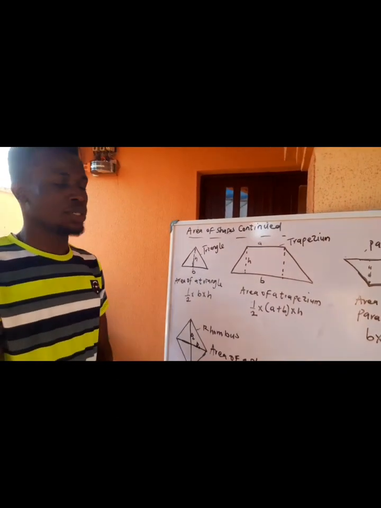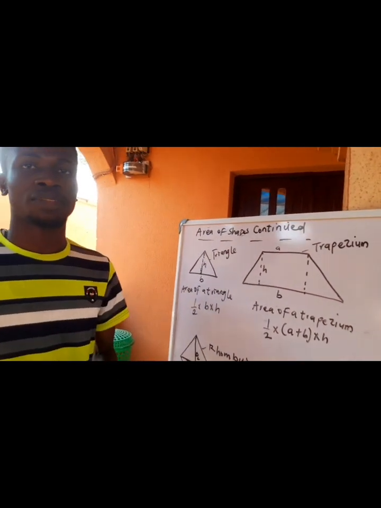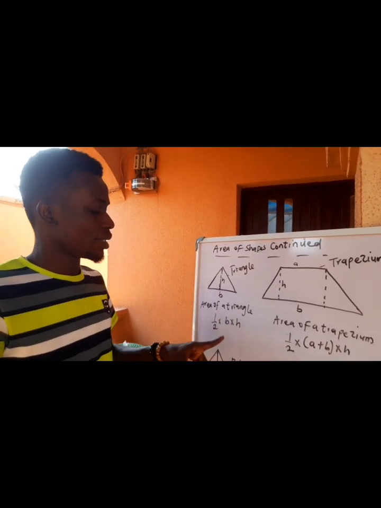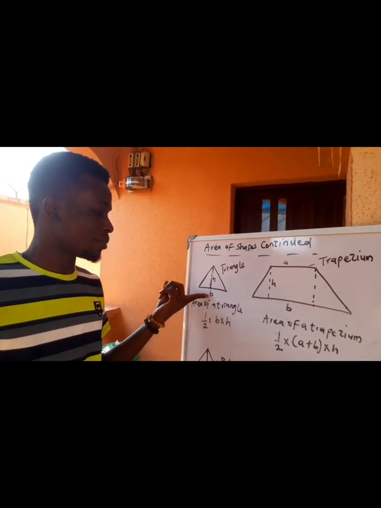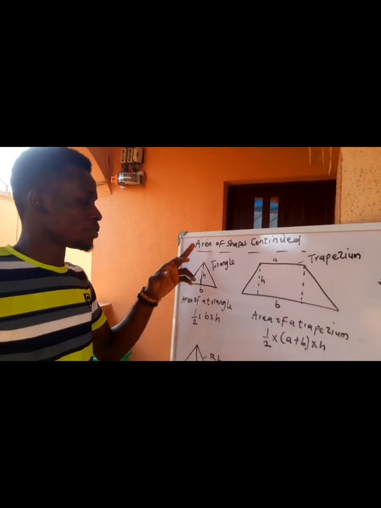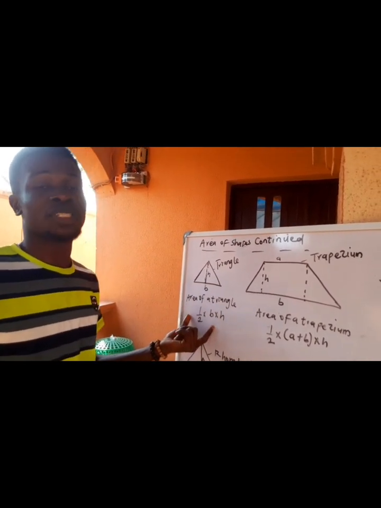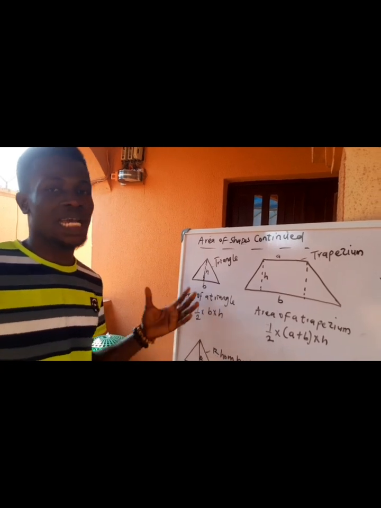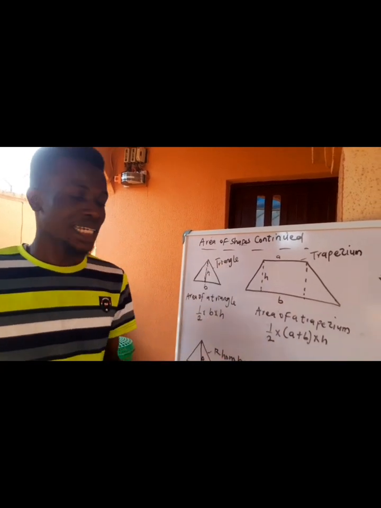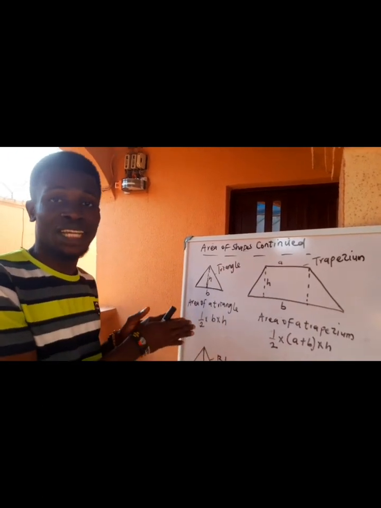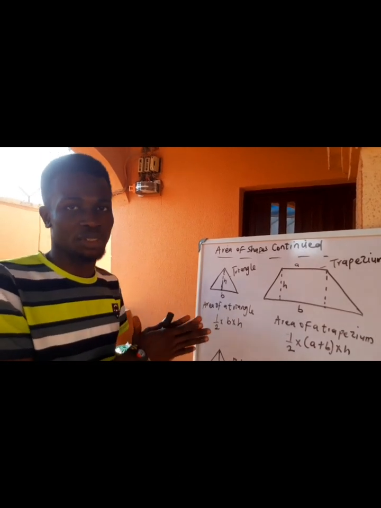Triangle. What is the formula for finding the area of a triangle? It is half base times height. The B here represents the base of the triangle, multiplied by the height of the triangle, then multiplied by half. So 1/2 times base times height. This is the formula for finding the area of any triangle that you are given.